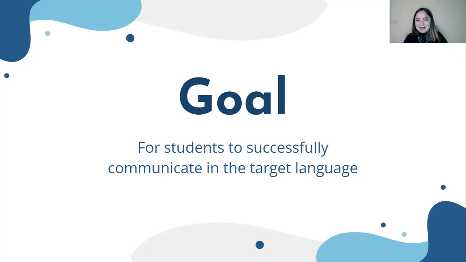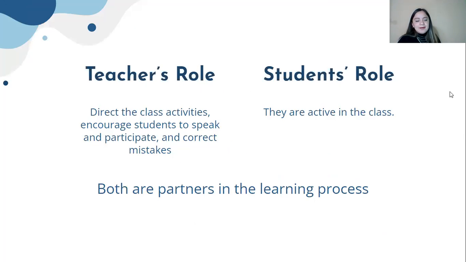So when they're, as I was telling you, outside of your classroom and they see an American person, they can come and talk to them. And that is a successful communication. Next, we have what is the teacher's role and student's role.